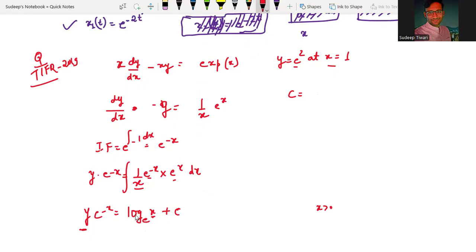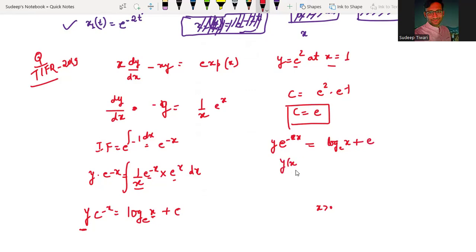It implies log 1 is 0, so your c will be e square into e to the minus 1. So your c will be simply e. Now just place e here. So you will get y into e raised to power minus x is equal to ln x plus e. From here you can simply write y as a function of x. It is simply e raised to power of 1 plus x plus e raised to power x into ln x.